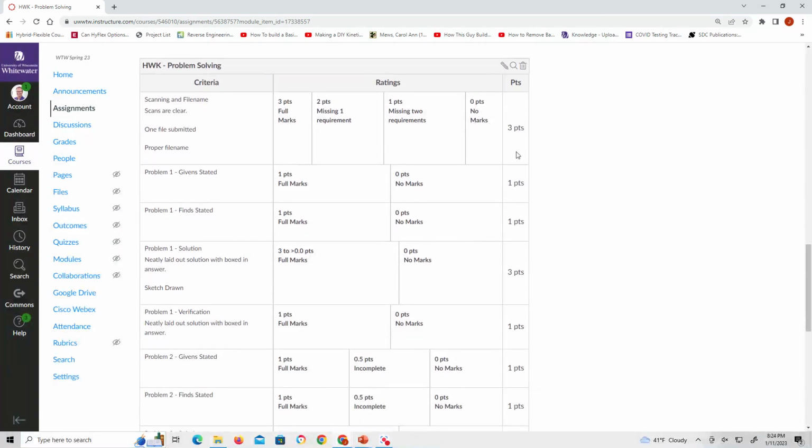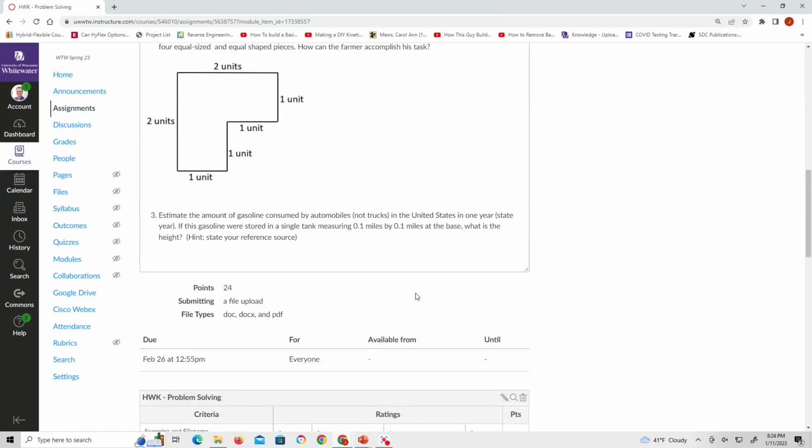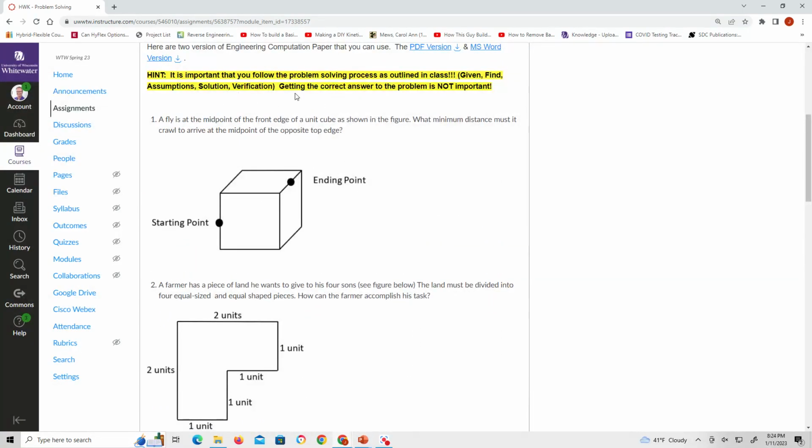And if you look down at the rubric itself, it never talks about whether the solution is correct or not. It's really always talking about following that procedure of givens, finds, assumptions, solutions, and verifications. I hope this helps. If you have questions, of course, always ask.